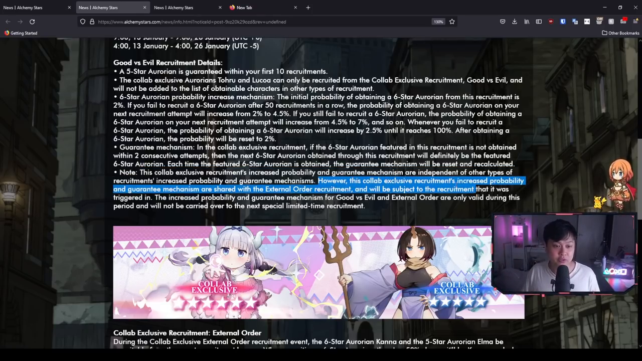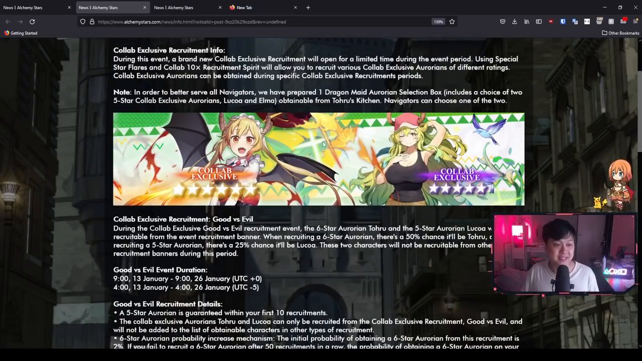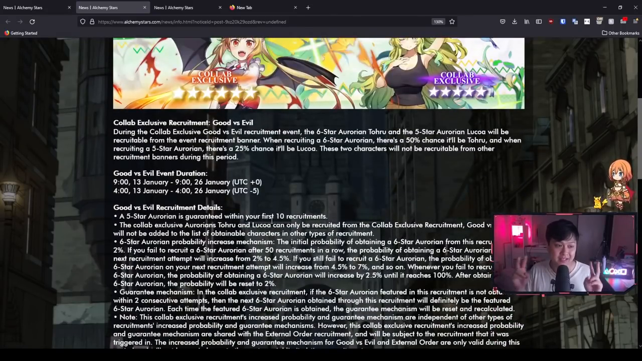However, this collab exclusive recruitment's increased probability and guarantee mechanism are shared with the other banner. So these two share with each other. And so what that means is, if I fail my 6-star on this one and then fail my 6-star again on this one, I could theoretically pick between Toru and Kana as my next hit on pity.